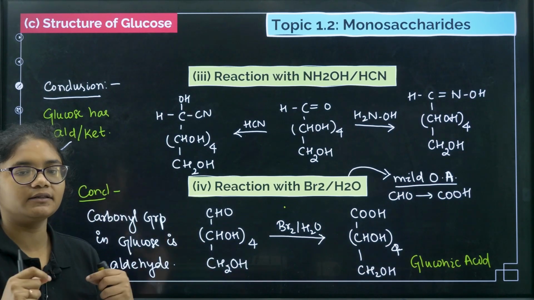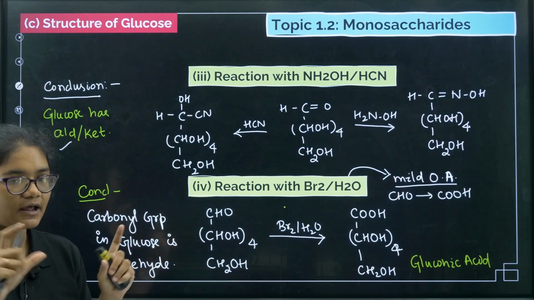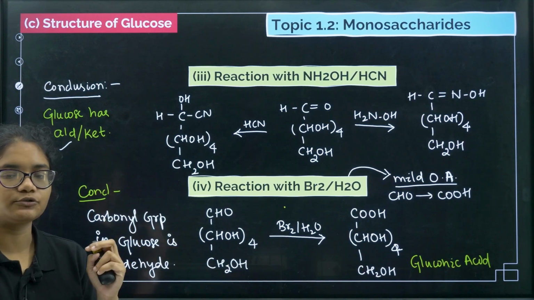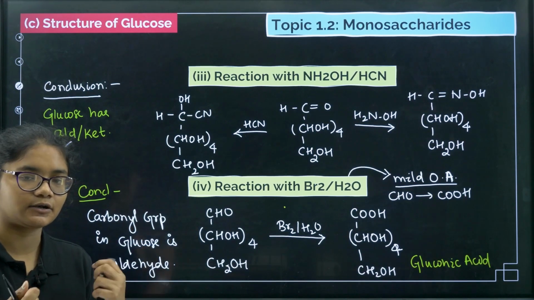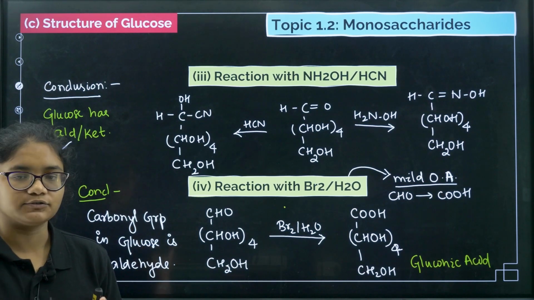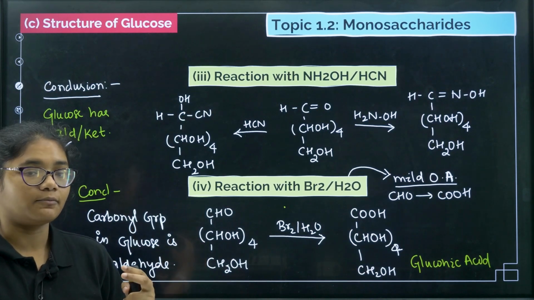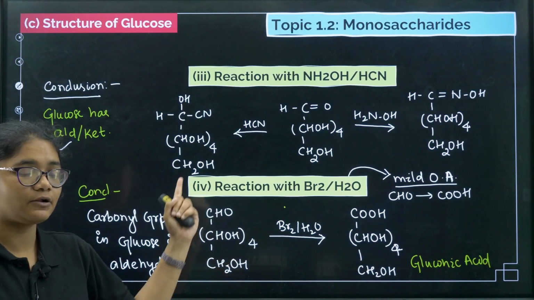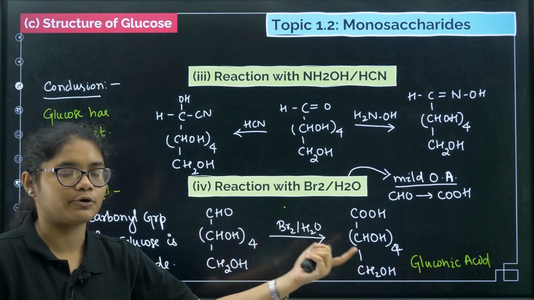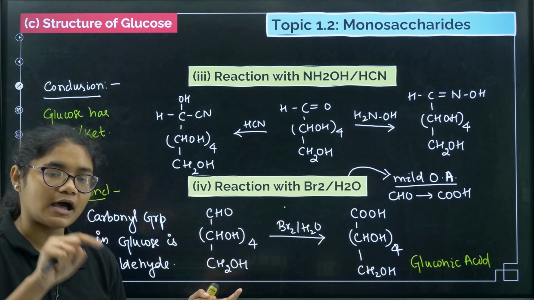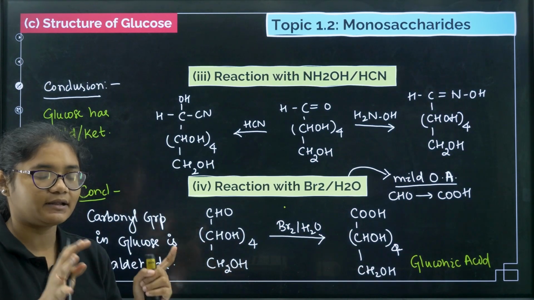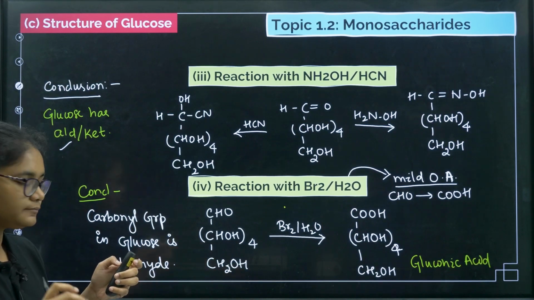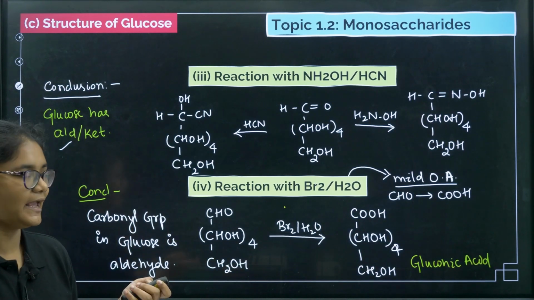So now we understood all these things. First we reacted with HI and we got that the 6 carbons are in one chain. Next we treated with HCN and NH2OH and these reactions are shown by aldehydes and ketones, so that gave us a conclusion that in a glucose molecule there has to be one carbonyl group. Now to confirm whether it is aldehyde or ketone, we reacted with bromine water, the aldehyde got converted to acid, gluconic acid was formed, and we confirmed that the carbonyl group which we suspected was present is none other than the aldehyde group. Till now we have done 3 reactions.